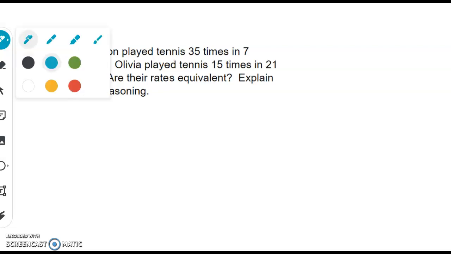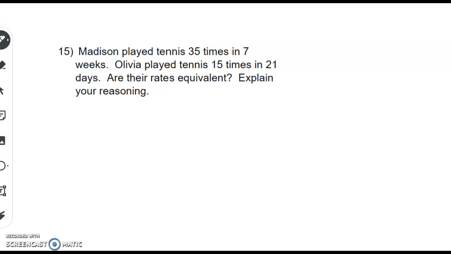Madison played tennis 35 times in 7 weeks. Olivia played tennis 15 times in 21 days. Are their weights equivalent, and explain your reasoning?